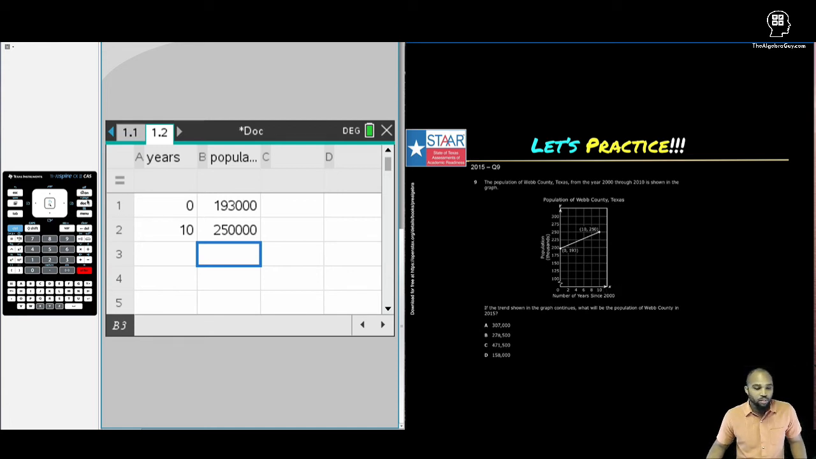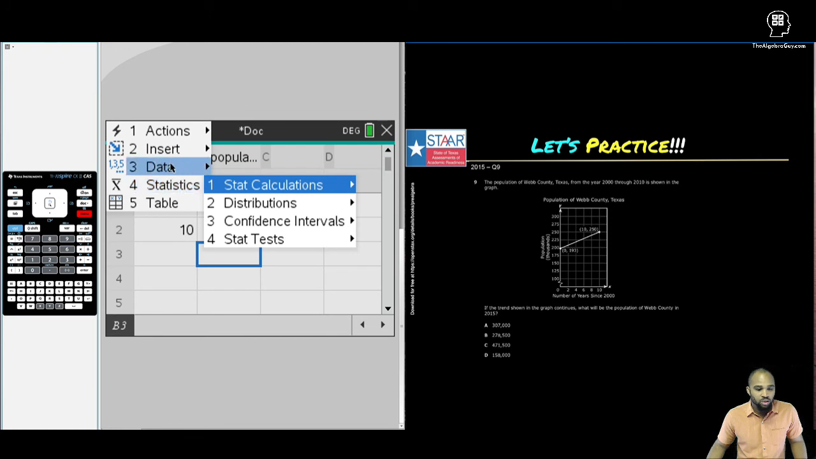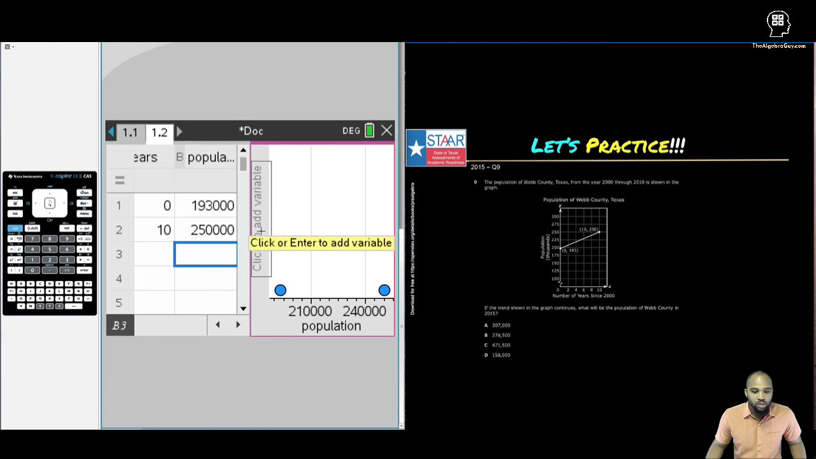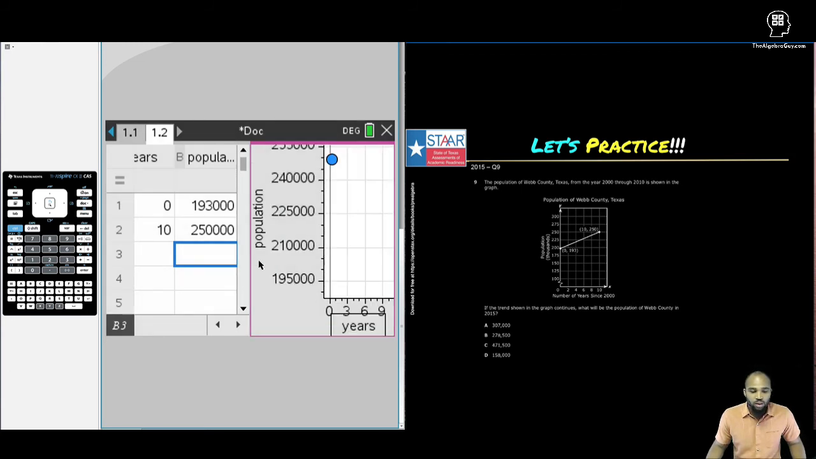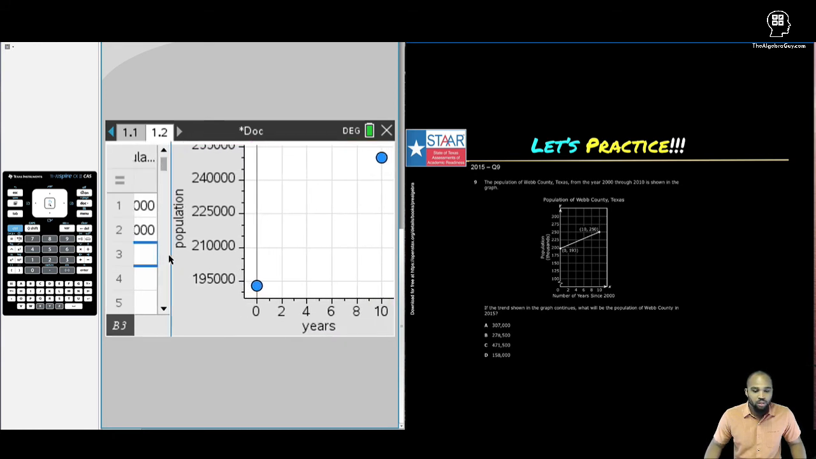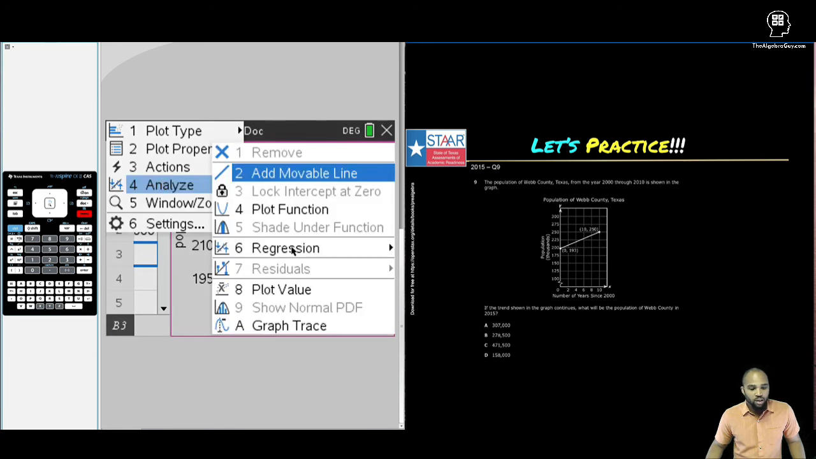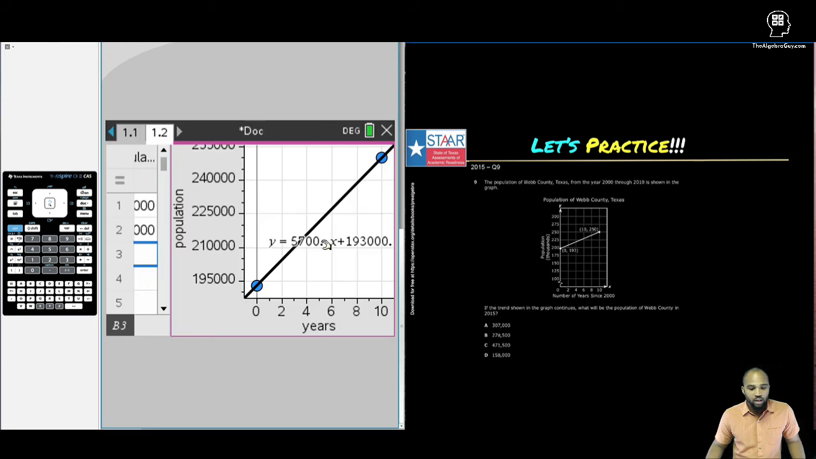what the population is going to be. So I'm going to ask this to draw a graph. We're going to go to menu, statistics, or no, data. Yeah, the data, we're going to go quick graph. I see those 2 points there. My population is my Y. My years is the X. I'm going to pull this over so we can see it better. I want a regression line that connects those two so I can figure out what's going to happen in year 15. So to get that regression line, I'm going to go menu, analyze, regression, linear, and I get that line there.